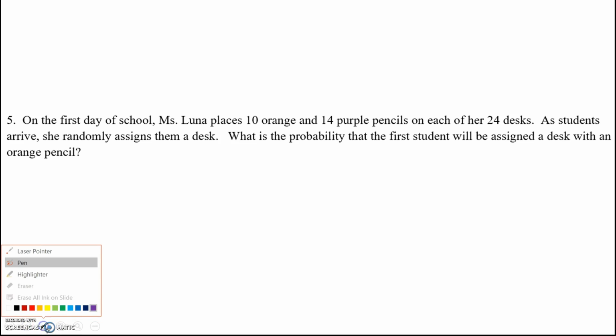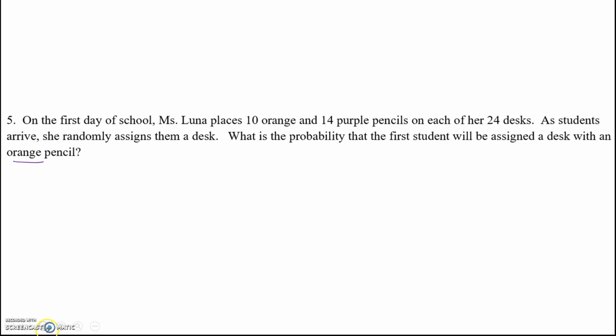All right, so let's look at the last example real quick. So on the first day of school, Miss Luna places 10 orange and 14 purple colored pencils on each of her 24 desks. As the students arrive, she randomly assigns them a desk. What's the probability that the first student will be assigned an orange pencil?